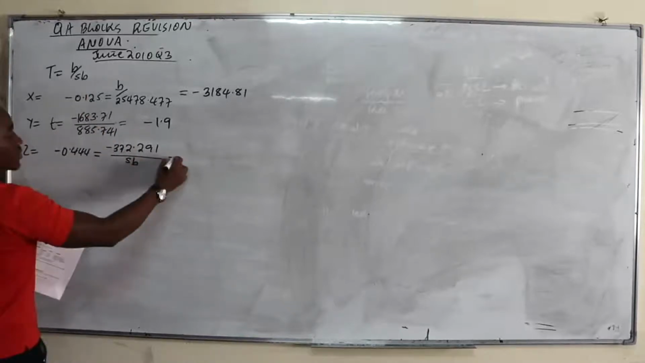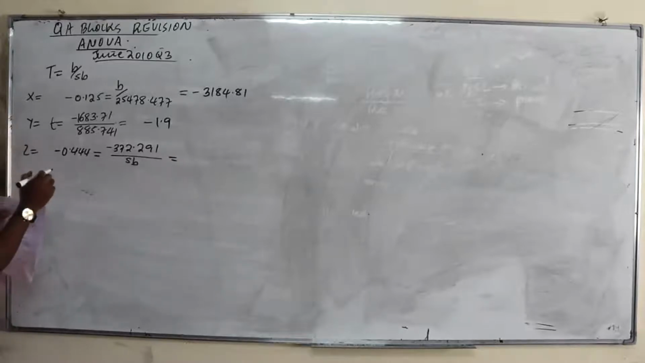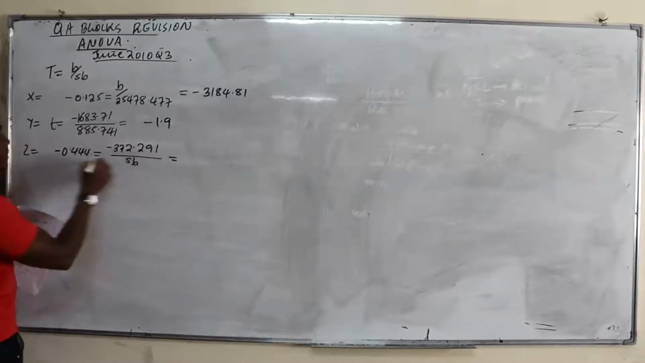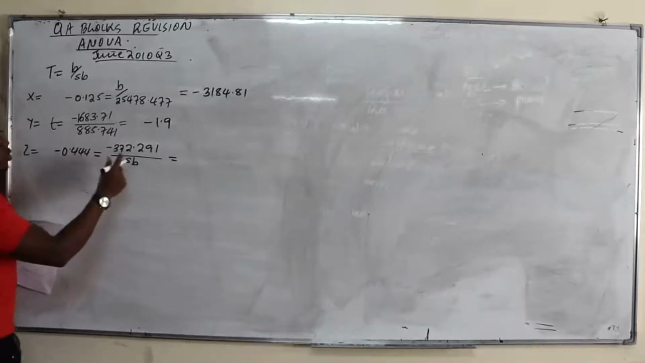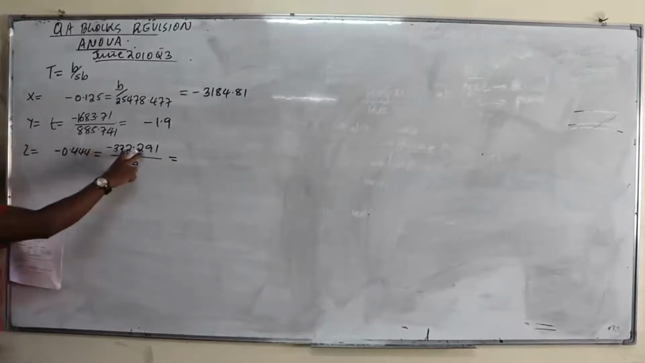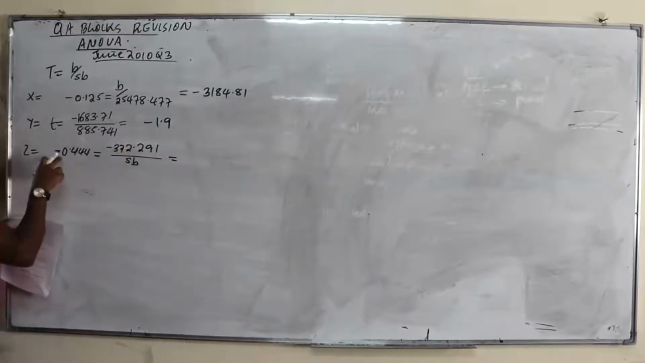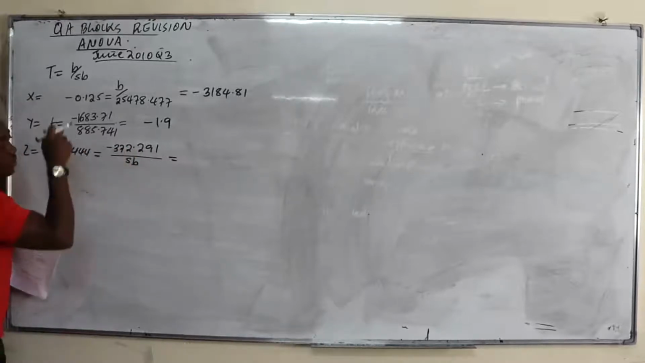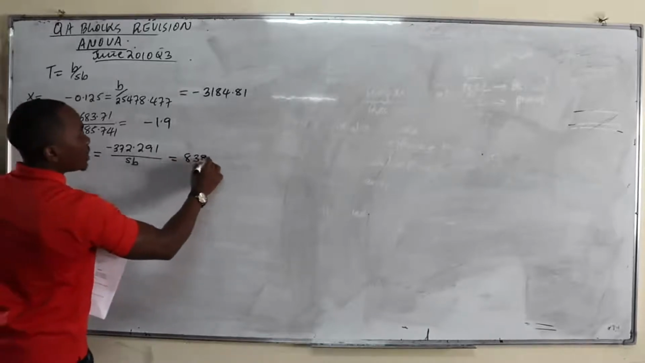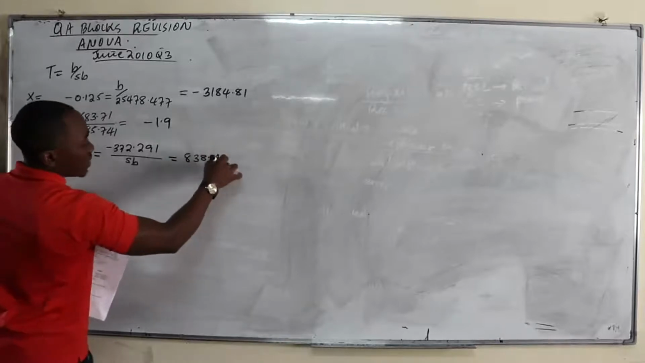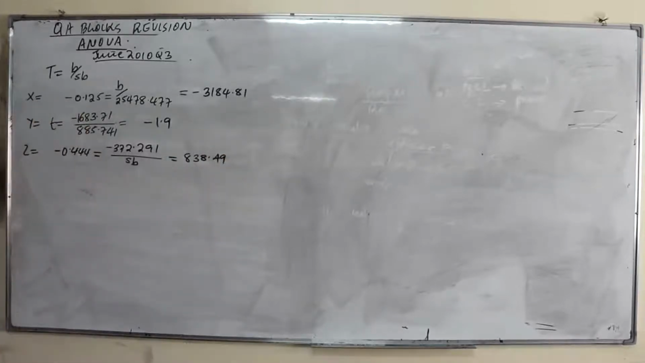So how can we do that? If you just cross multiply, that means you multiply by SB, then you divide both sides by this. So you'll be taking negative 372.291 and dividing by negative 0.444, and the negative disappears. You get 8.49, to get your 6 marks. Good. Let's go to number 2.